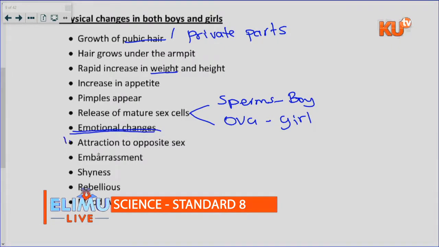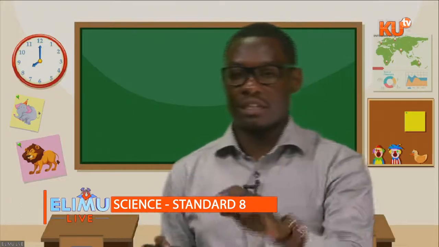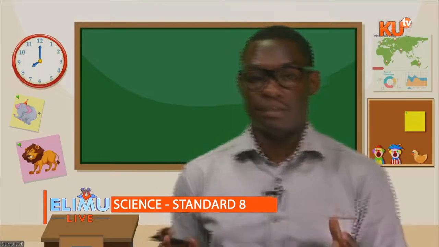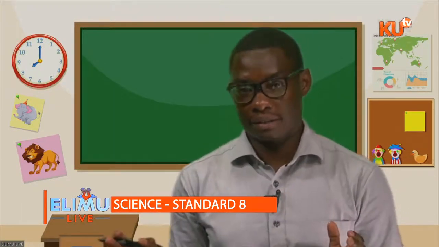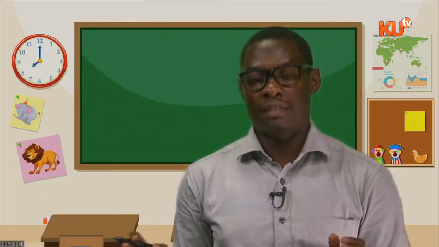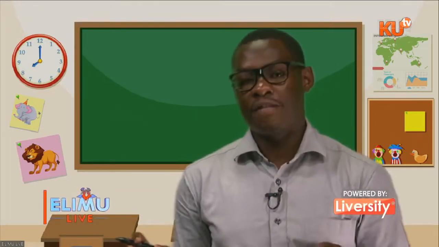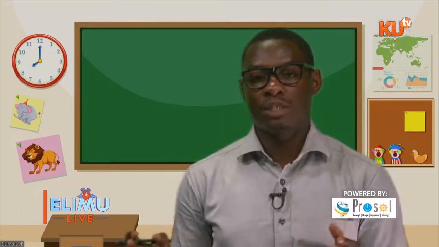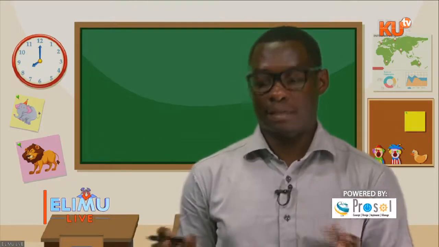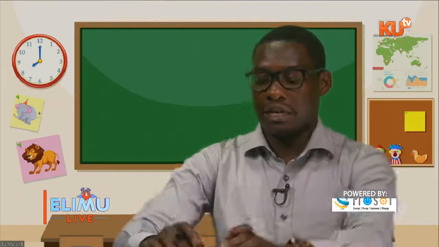So we have one, attraction to the opposite sex. Boys get attracted to girls. Girls get attracted to boys. We have embarrassment. Embarrassment comes in such that when the girl starts to experience their menses, they start to get embarrassed. For the boys, when they start to break their voice, they fear to speak. They become embarrassed when they speak. But there's no need to worry. So you just accept the changes as they come.